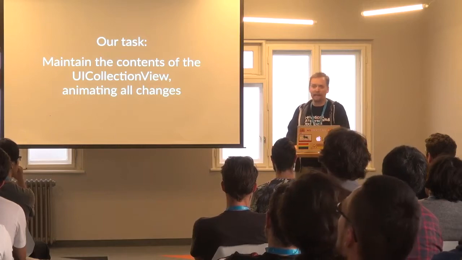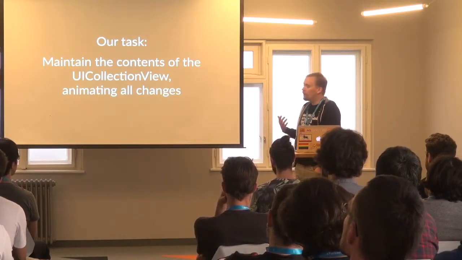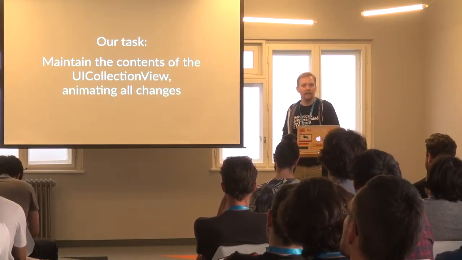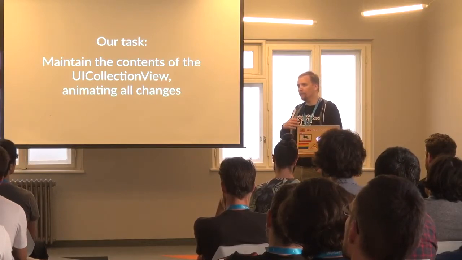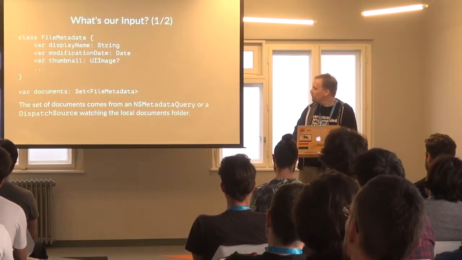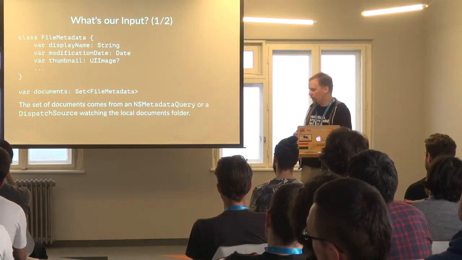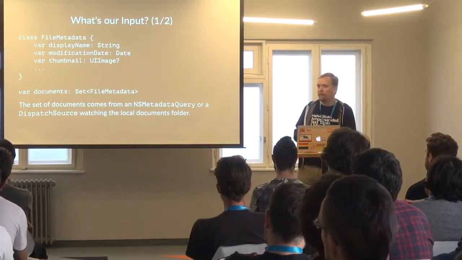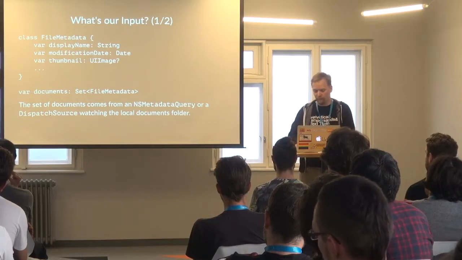We want to set the contents of it, and then whenever one of these parameters change, we want to update the contents so that the cells are nicely animated in place. Whatever happens, if we change the sort order, if there's a new document, whatever, we need to animate everything. Okay, very simple basic task. Input, what is the parameters of this task? Well, we have some kind of metadata description for each file. It comes from iCloud, maybe.